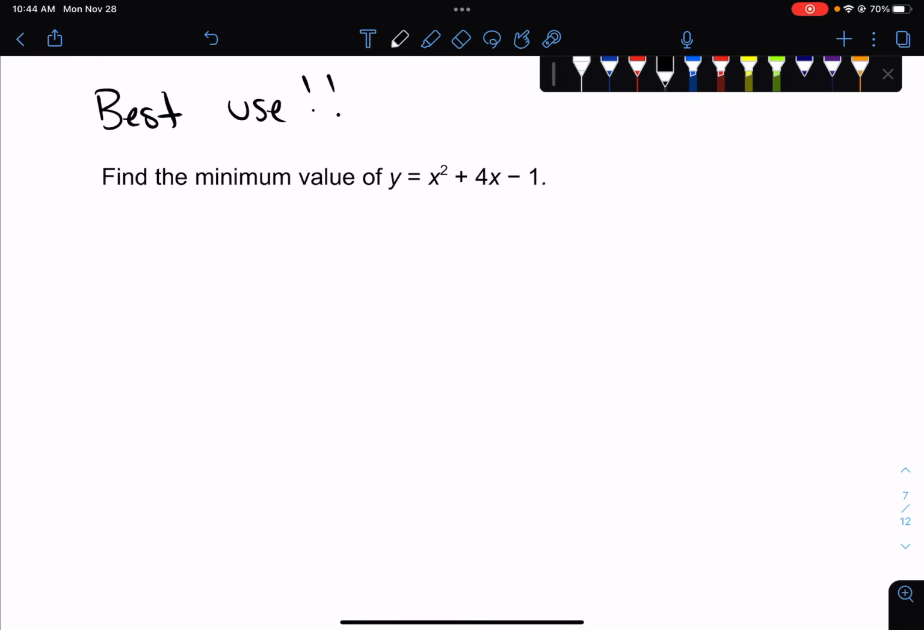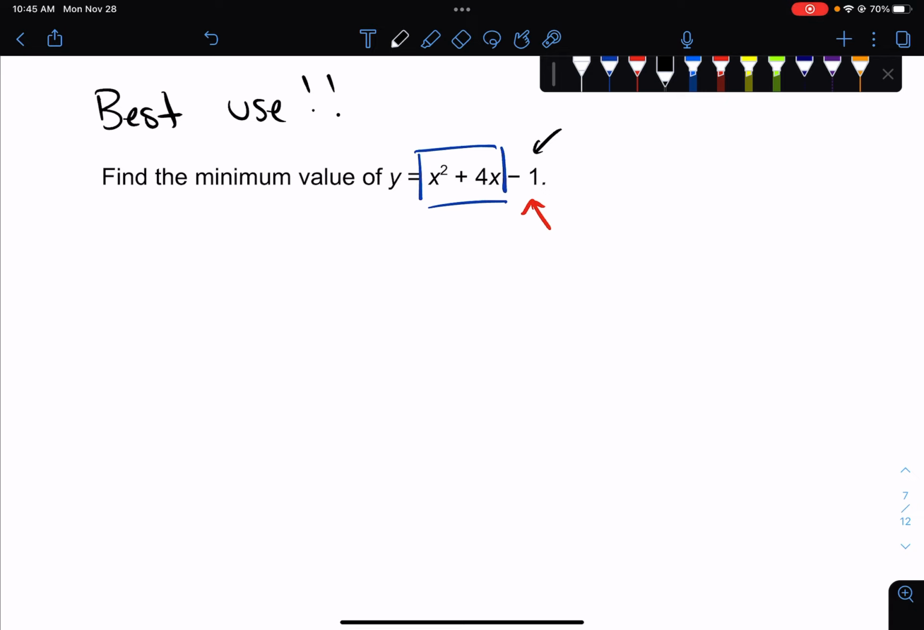So I've got this equation, x squared plus 4x minus 1. This is a little bit new because now before I just had a 4x, I didn't have this minus 1. But I'm looking for the minimum. So what I'm going to start with is I'm going to take this x squared plus 4x, and I'm going to complete the square. I'm going to ignore this minus 1 for just a minute, okay? I'm going to focus on the x squared plus 4x.